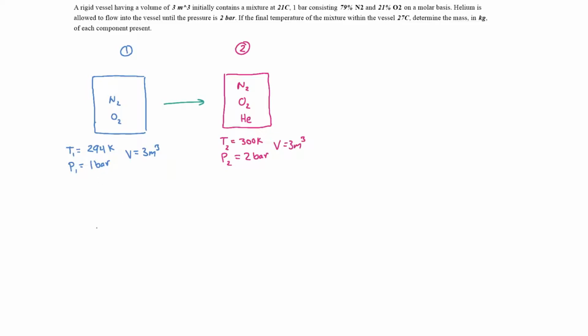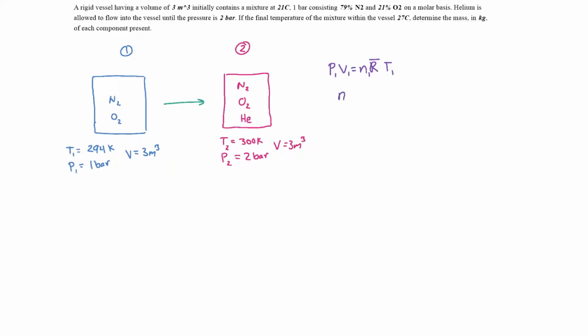So let's start off with the ideal gas law at state 1. We're going to say P1 V1 equals the number of moles of the mixture times R bar, which is the universal gas constant, times T1. And V1 is constant, it's 3 meters cubed. I'm going to call this N1, which is the mixture at state 1. So that's nitrogen and oxygen.